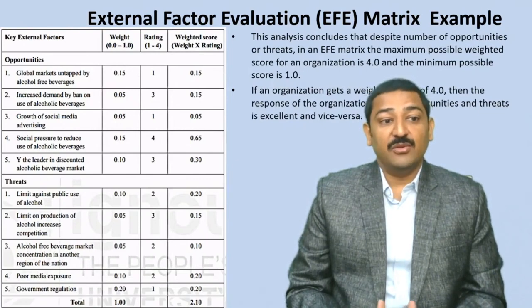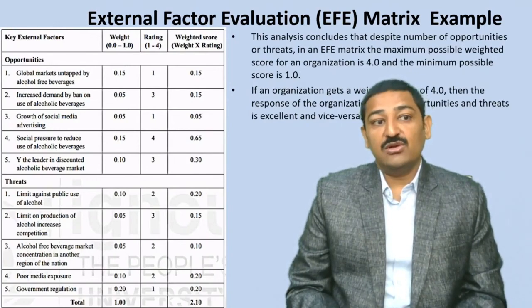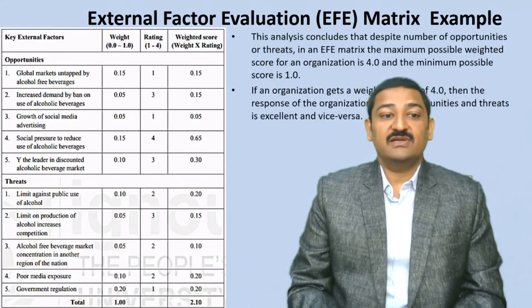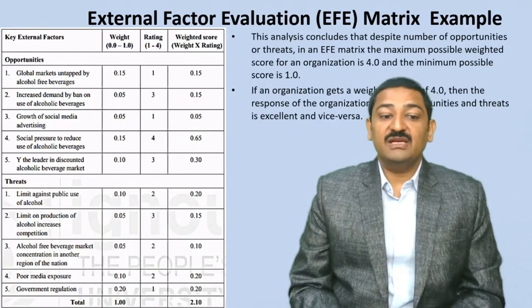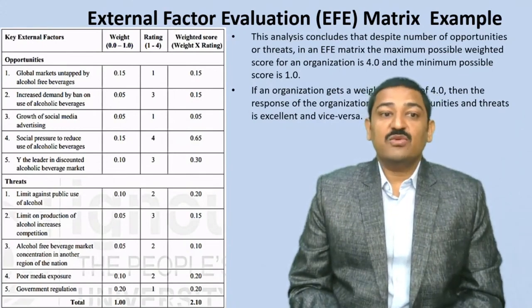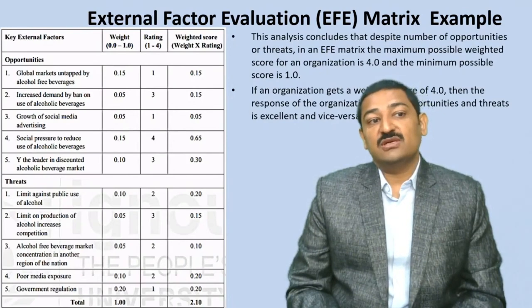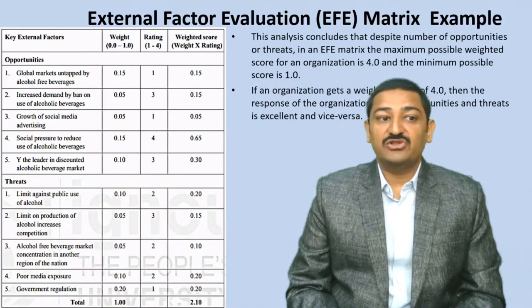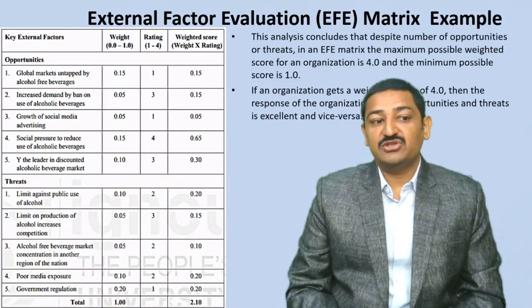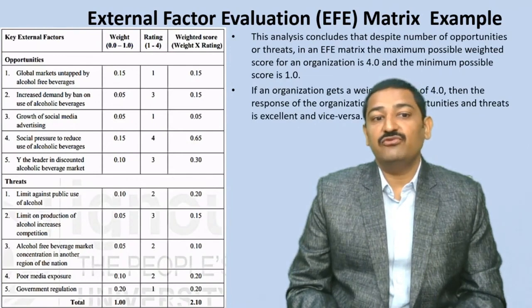Initially, opportunities and threats have been given a weight between 0 to 1, and the total of all the opportunities and threats weight is 1. It cannot be more than 1 and it cannot be less than 0. Subsequently, the rating has been given to each such external factor between 1 to 4. So individual opportunities and threats factors have been assigned a rating between 1 to 4.